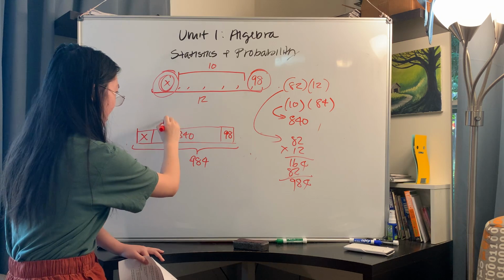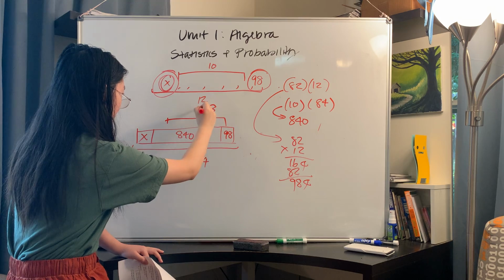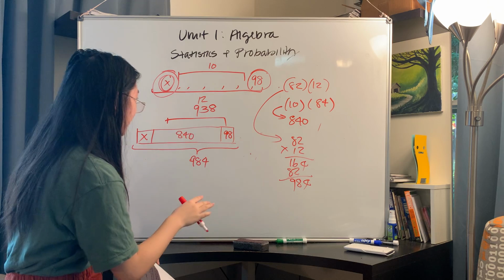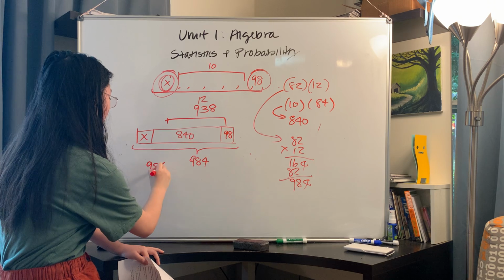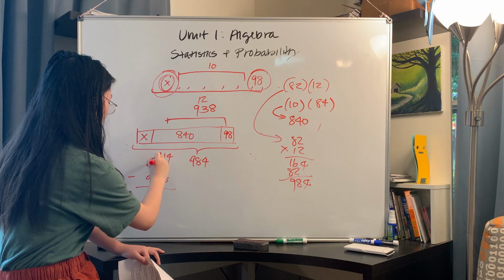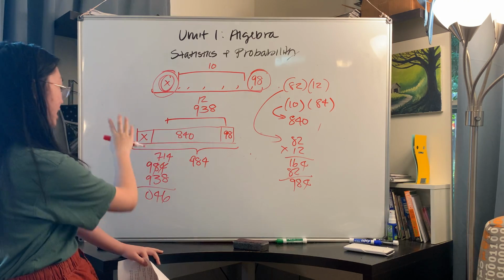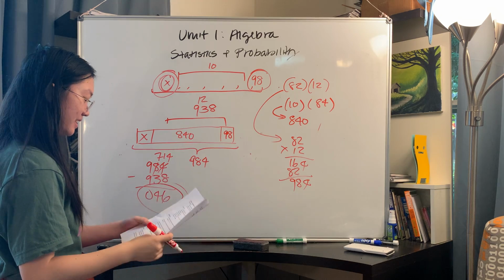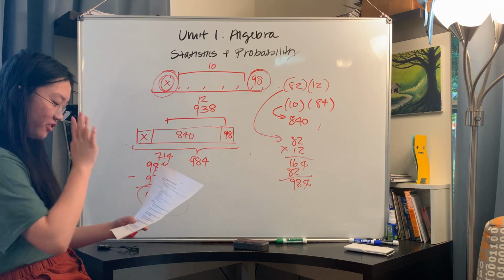So let's add these two numbers up first. So 840 plus 98 is equal to 938, sorry, 938. Right. And so 984 minus 938 is 46. So the least number in this entire set is 46, assuming I did all of my math correctly. Alright, so that's the fourth problem.